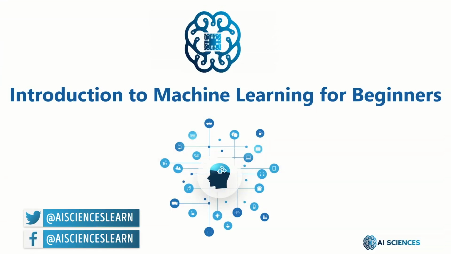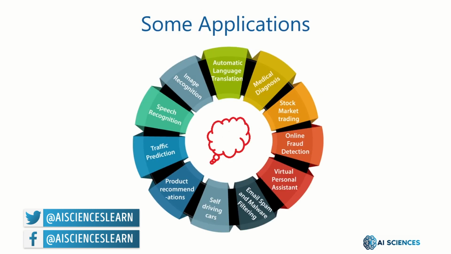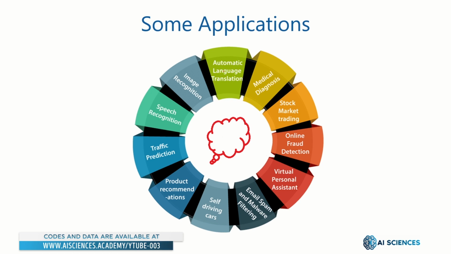The best way to get you motivated is to give you some overview of some applications in the area of machine learning. These are just a few, not all of it. So for example, let me pick a few of these and explain what they are. For example, automatic language translation.